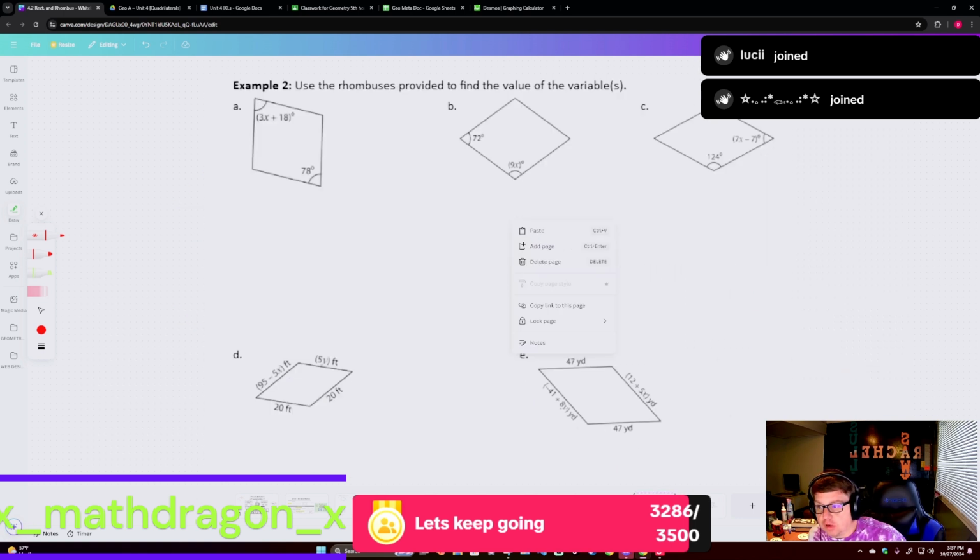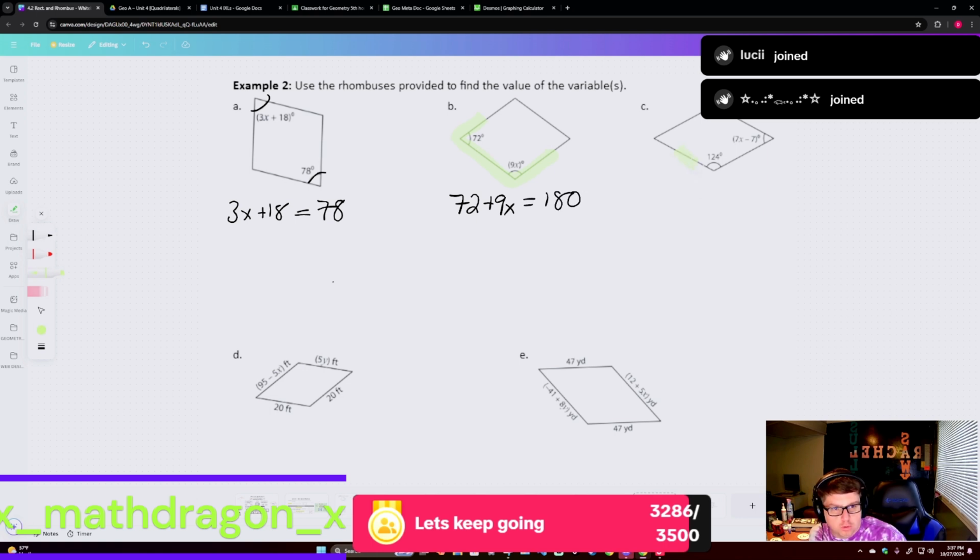Opposite angles are equal. So thinking about that, if opposite angles are equal, I'm going to have a 3x plus 18 equals 78 in this problem. And solve it for x. Hopefully you create the U. Don't leave that. That still happens. 72 plus 9x equals 180. Keep the U going. 124 plus 7x minus 7 equals 180.